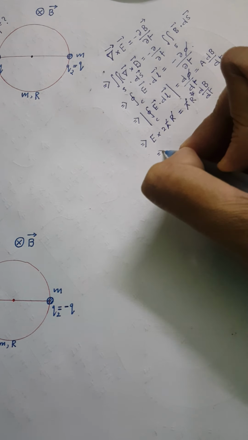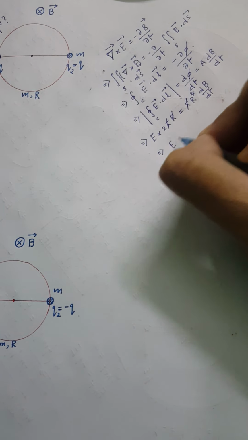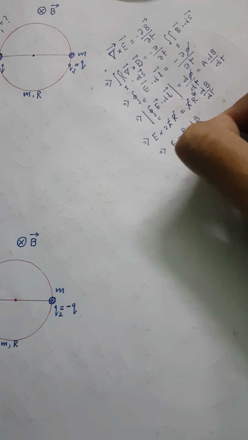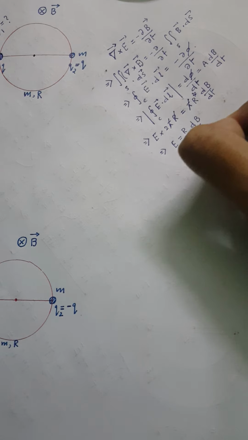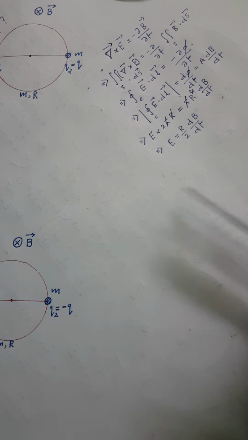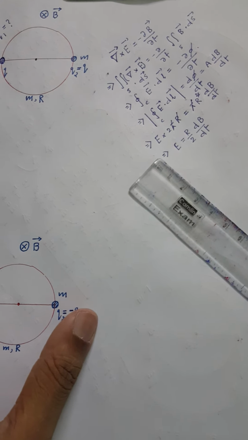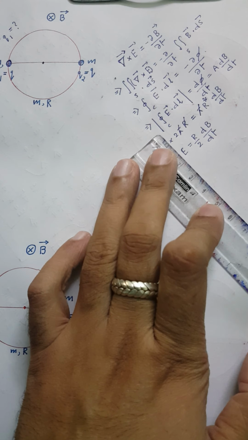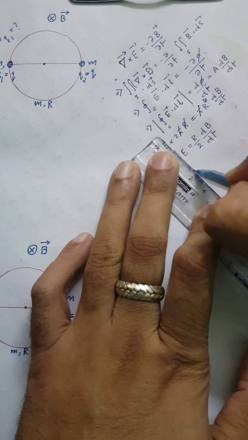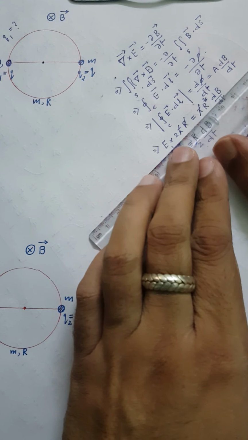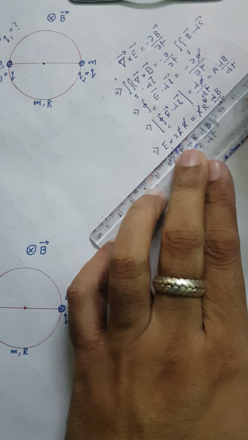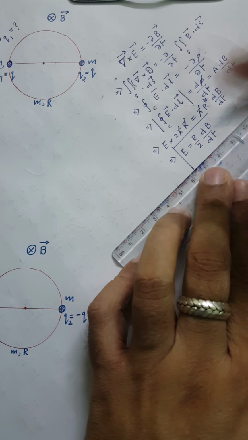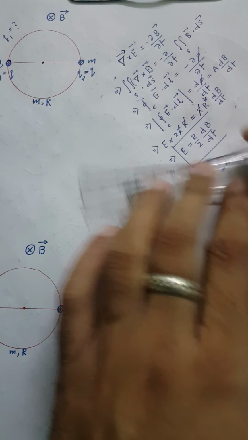So from here you will get an expression for electric field E equals to r by 2 dB dt. E equals to r by 2 dB dt. So this is the electric field which is induced at any point on the surface of this disk. As r is constant, you can very clearly understand that electric field is varying only with the magnetic field.